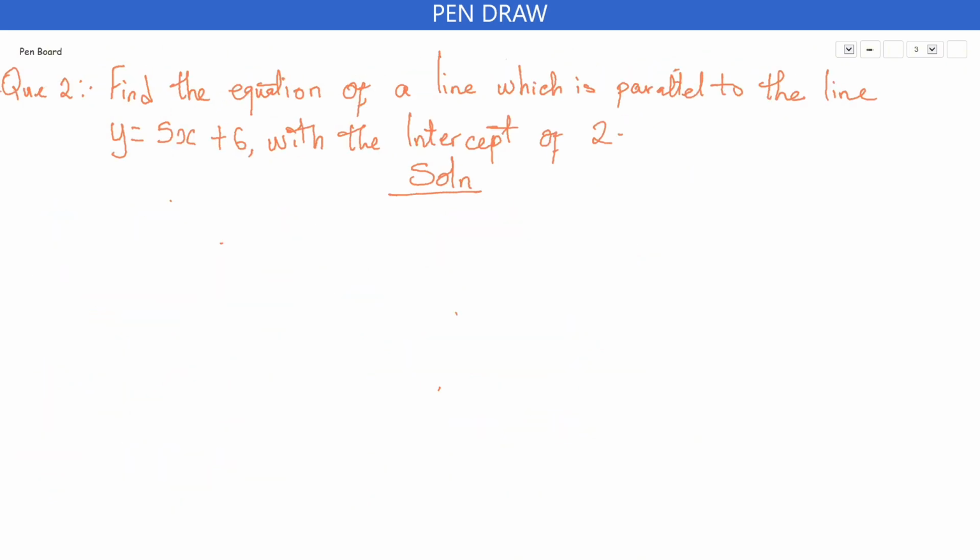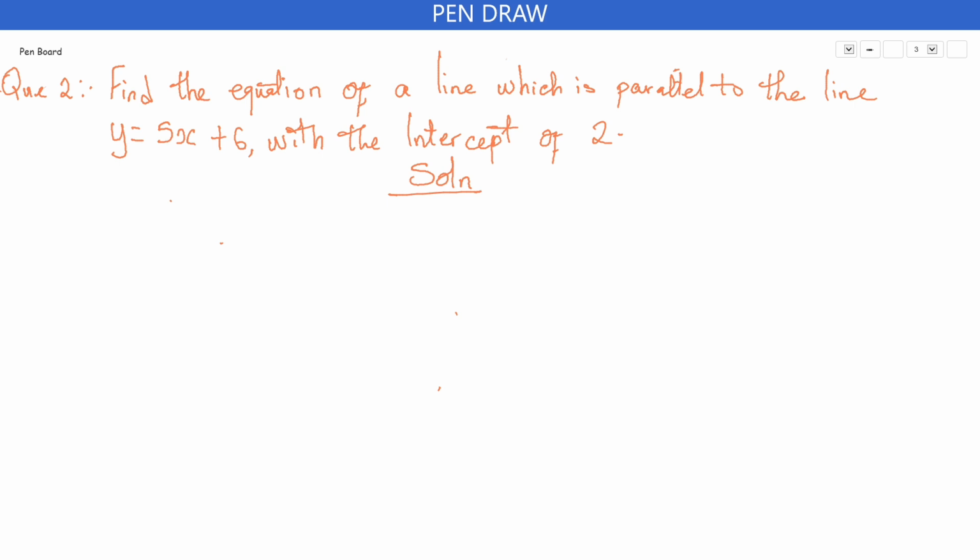Okay, good. Now let's look at this question. They ask us to find the equation of a line which is parallel to this particular line and has an intercept of 2. So how do we solve this? It's kind of very easy.